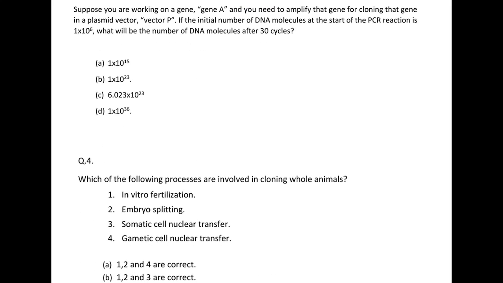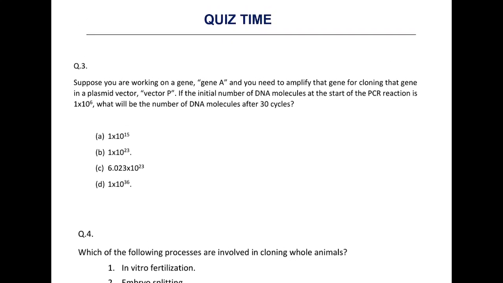Okay, the next one. Suppose you are working on gene A and you need to amplify the gene for cloning in a plasmid vector, vector P. If the initial number of DNA molecules at the start of a PCR reaction is 10^6, what will be the number of DNA molecules after 30 cycles?